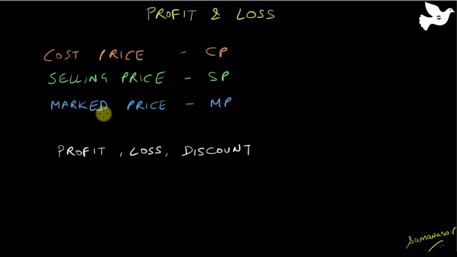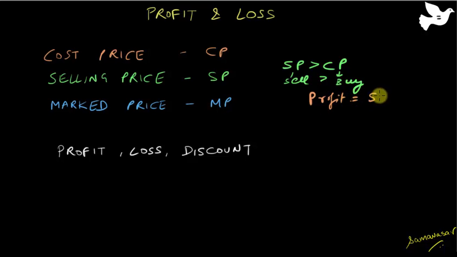Now, I'll tell you what marked price is. Before that, there are also three other terms that you should know. One is profit, loss, and discount. Now, very simply, profit is when the selling price of an object is greater than the cost price. So if you sell it at a price which is greater than the price at which you buy it, you obviously have profit. And in that case, profit will simply be equal to selling price minus cost price.